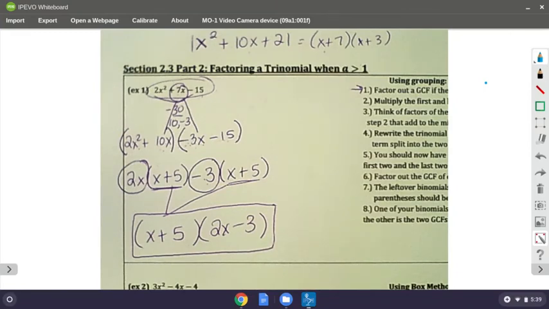The next one I'm going to show you using box method. There's actually multiple box methods. This is one of the box methods that we could do. I'm not going to show you the other one. The other one is more guess and check, and I feel like it's easier to have a straight method of how to do something. So the first step of box method is actually the same as with grouping.